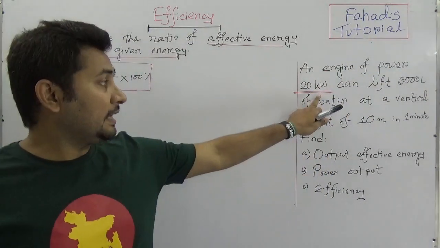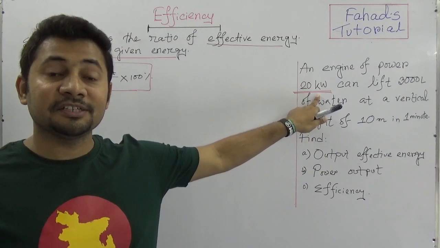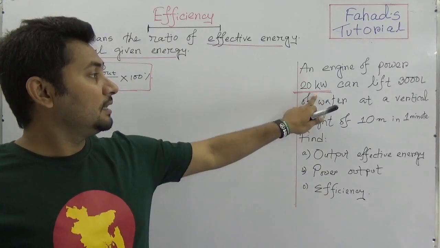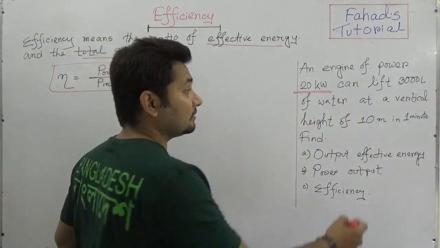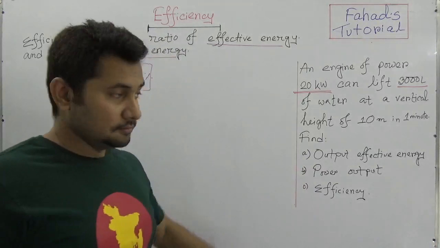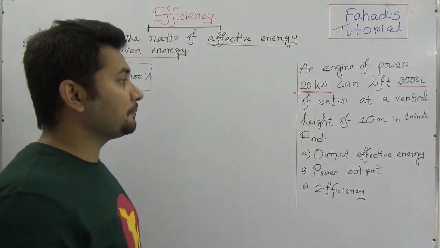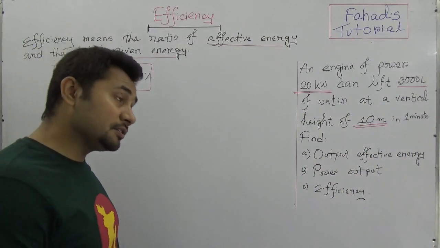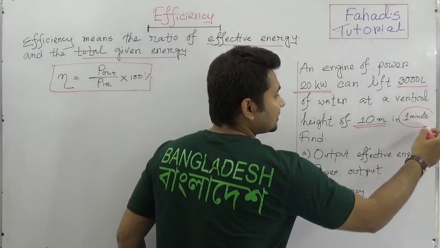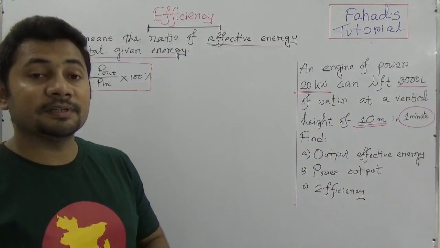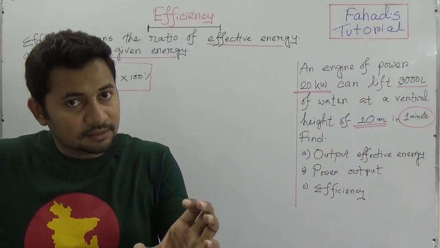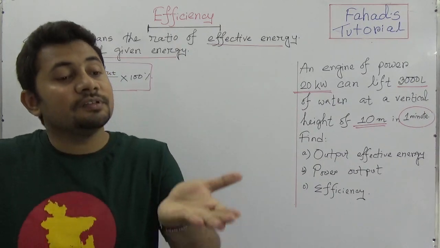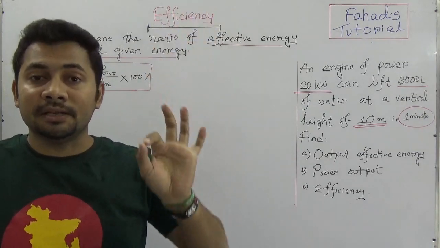So you see that kW, we know the suffix of scientific notation, that kilo means 10 to the power 3. So 20 kilowatt can lift 3000 liter of water. The mass of water is also given at a vertical height of 10 meter. So H is given, and also very importantly, in 1 minute. So from the given data, a machine of 20 kilowatt power can lift 3000 liter of water to 10 meter in 1 minute.